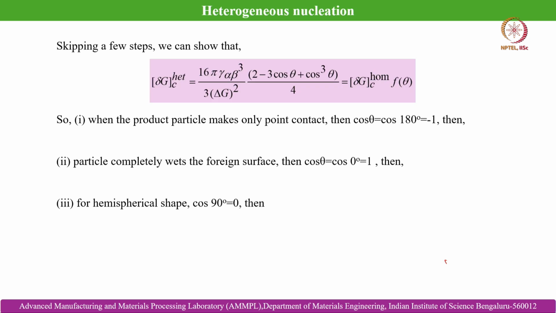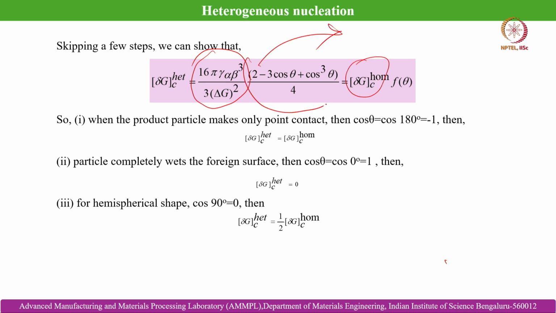Now if we skip a few steps, we can show that delta G C heterogeneous, that means critical free energy change for heterogeneous nucleation, is equal to 16 pi gamma alpha beta cube by 3 delta G square, into 2 minus 3 cos theta plus cos cube theta by 4. This term is the one we derived earlier in case of homogeneous nucleation. So delta G C heterogeneous is equal to delta G C homogeneous into this function of theta, f theta.